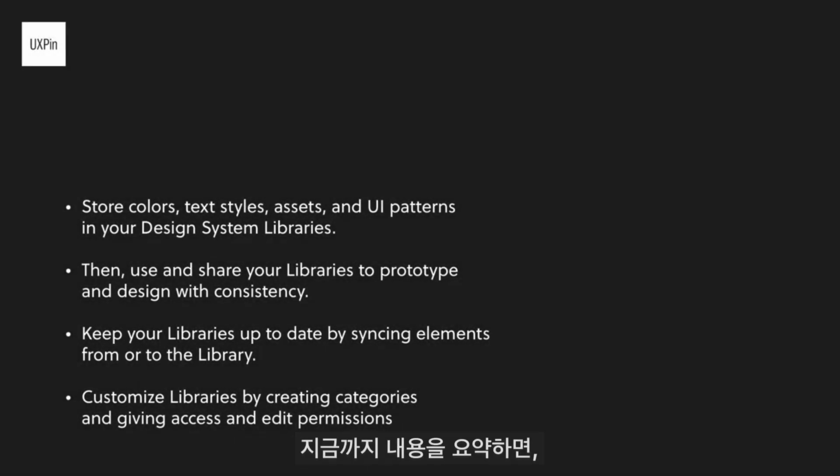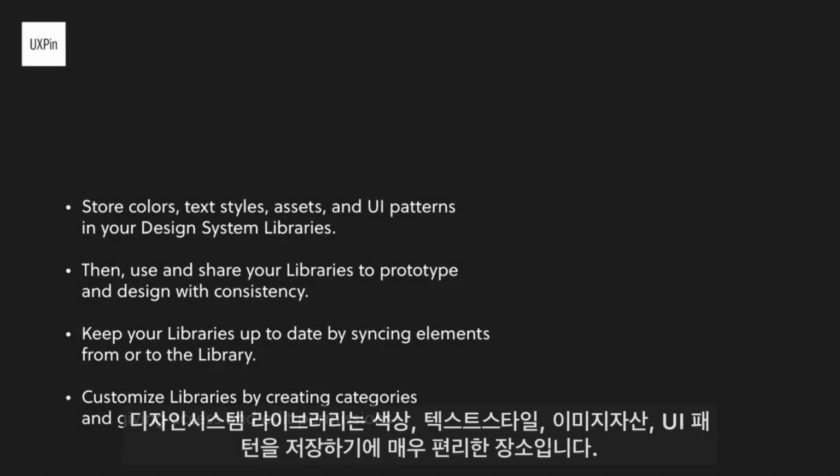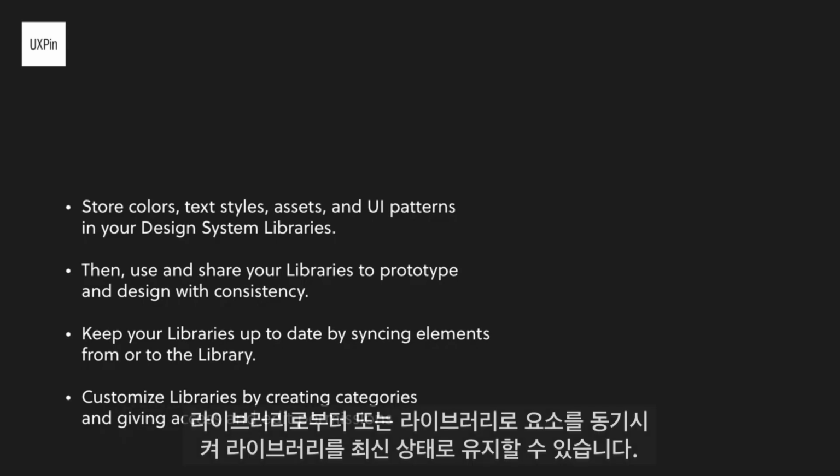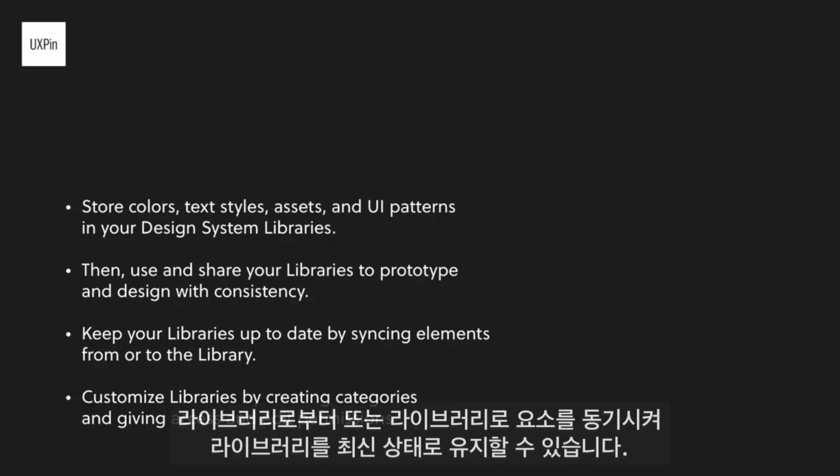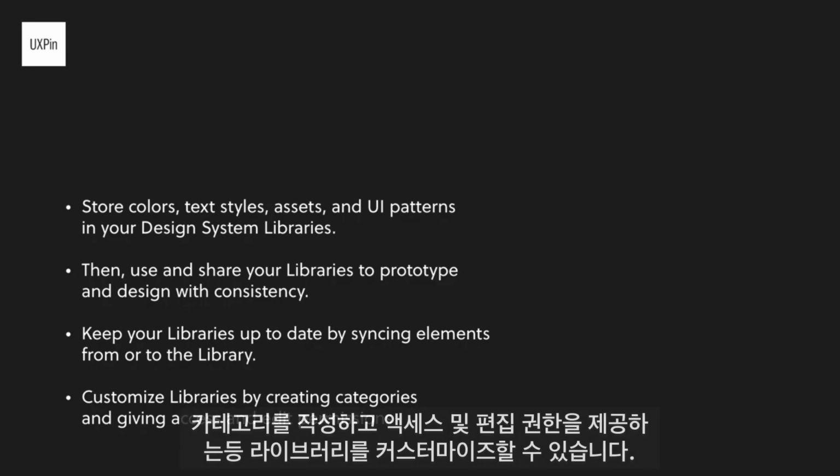To sum up what we've just gone over, design system libraries are a great place to store colors, text styles, assets, and UI patterns. You can use and share your libraries to prototype and design with awesome consistency. Keep them up to date by syncing elements from or to the library. You can customize your libraries by creating categories and giving access and edit permissions to them.